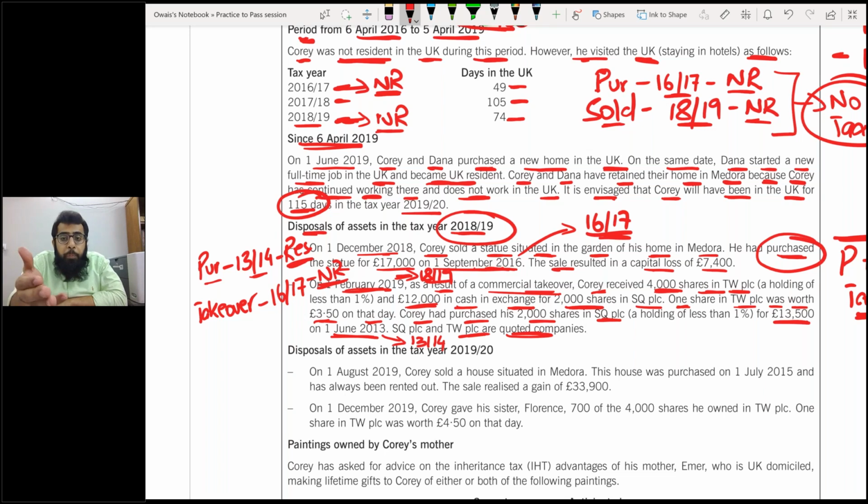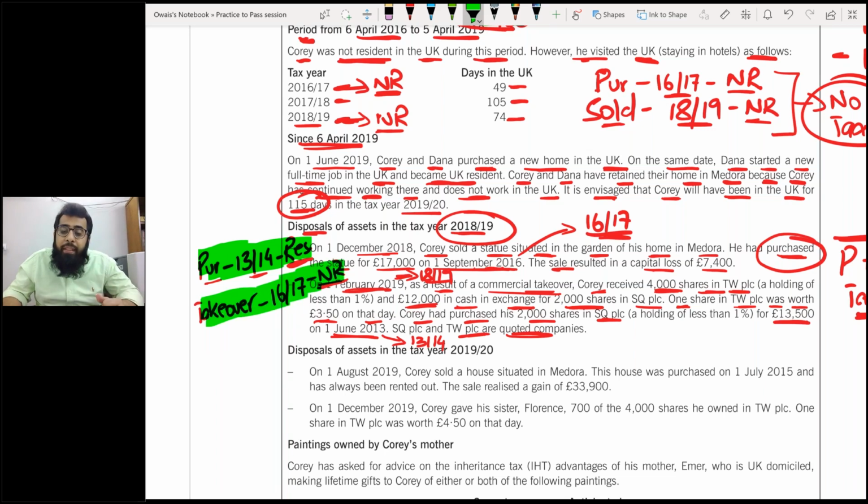You can answer me questions on the question tab also. I can see all your answers. Like if you want to write down the answers which I'm asking you, you can write on this question tab. But please listen again. He purchased the shares in 13/14 when he was resident. The takeover was in 16/17 when he was non-resident. Now listen to it very carefully.